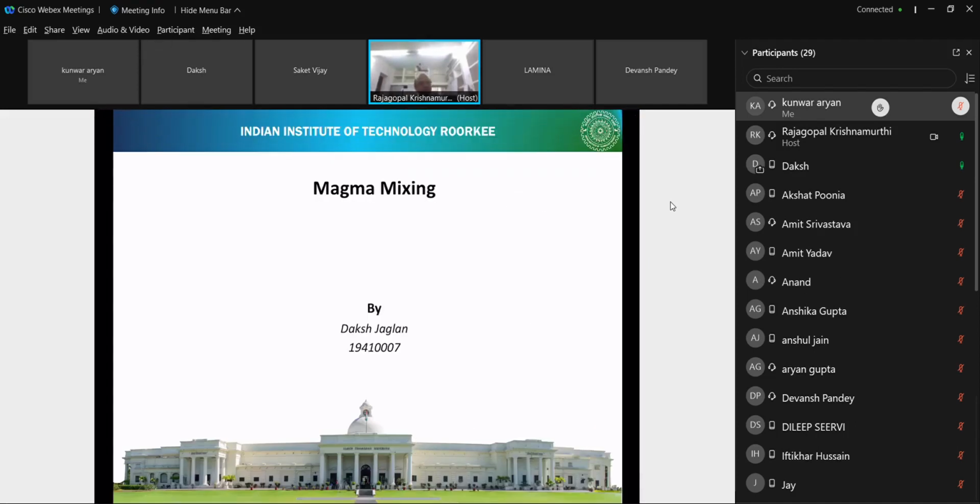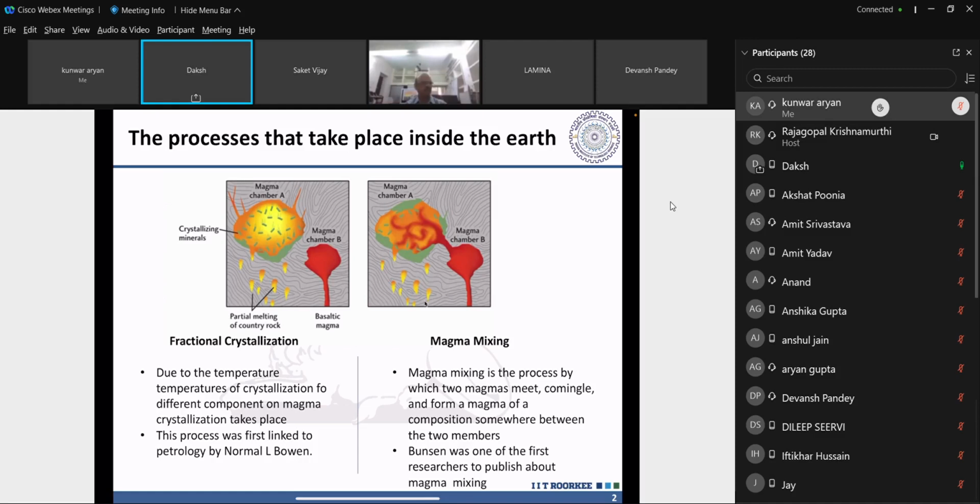Come on, talk. Yes. So today I'm going to be talking about magma mixing, what it is, and what are the principles that lie behind the whole process of magma mixing. The processes that are taking place inside the earth, specifically in the magma chambers, can be divided into two parts. One being fractional crystallization, which can also be termed as magma splitting, and the second one being magma mixing.